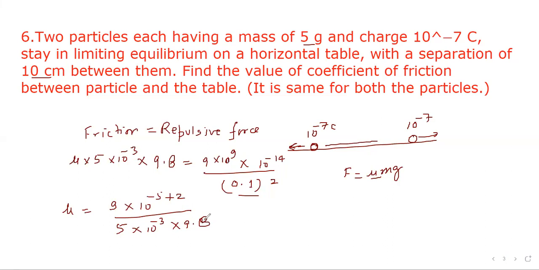Now we can evaluate it. So it will become 0.009 divided by 0.049, which will be equal to mu equal to 0.18. So this is the coefficient of friction.